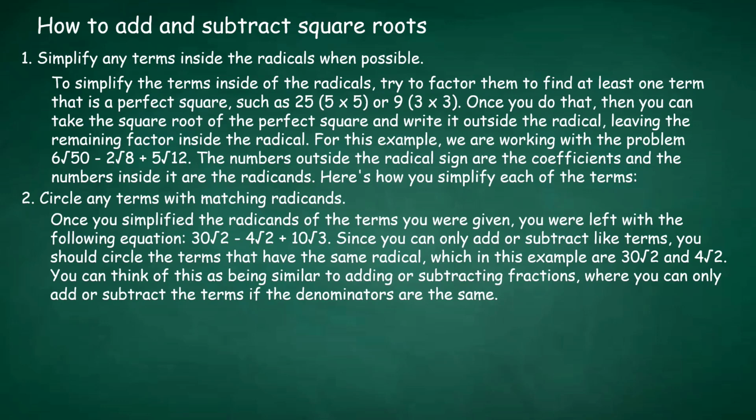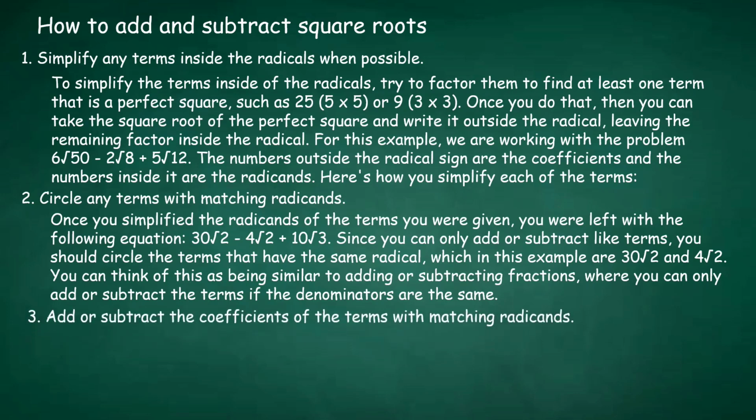Since you can only add or subtract like terms, you should circle the terms that have the same radical, which in this example are 30 square root 2 and 4 square root 2. You can think of this as being similar to adding or subtracting fractions, where you can only add or subtract the terms if the denominators are the same.